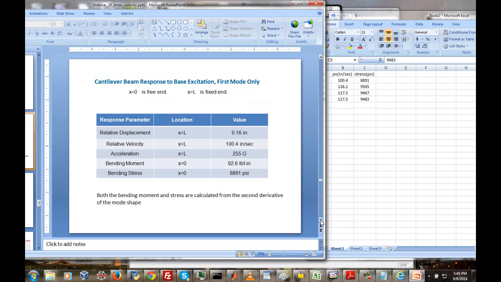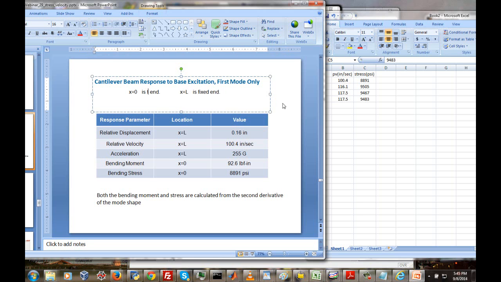And here is just some statistics showing the relative displacement. Now x equals L, that's the... I need to fix this slide. Okay, x is equal to 0 is the free end, and x is equal to L is the free end. Okay, back up. Let's back up. Let me try this one more time. This is the fixed end at x is equal to 0, and x is equal to L is the free end. Let me get this right.